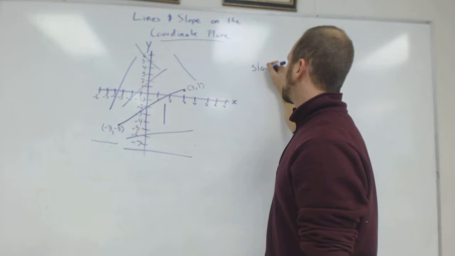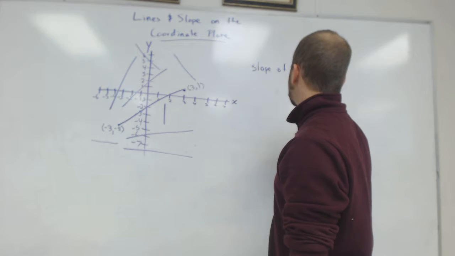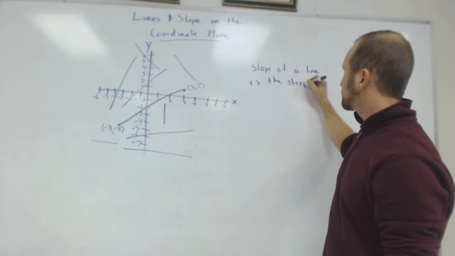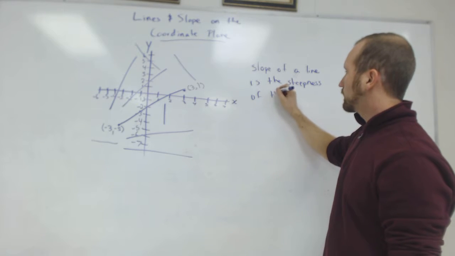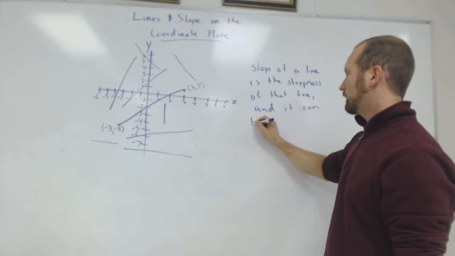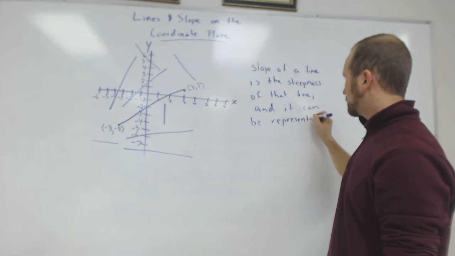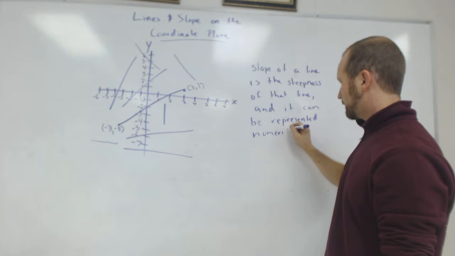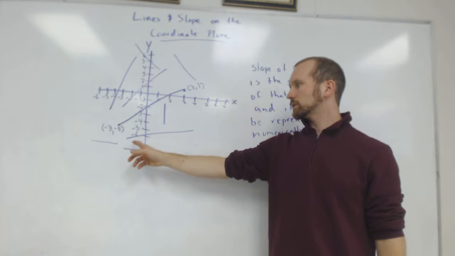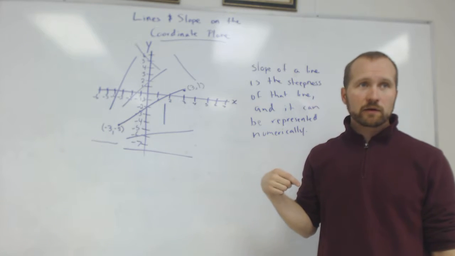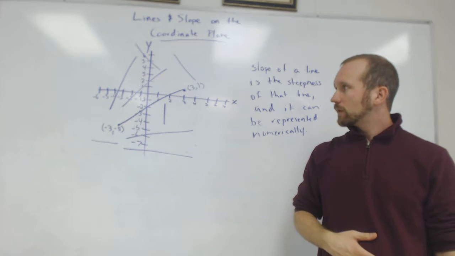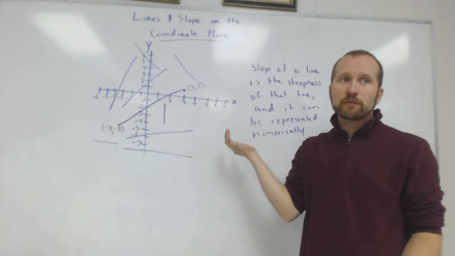So the slope of a line is the steepness of that line. And it can be represented numerically. So instead of just saying this line looks really steep and this line looks not very steep, in math we can actually say the number of the steepness of that line. And we call that number the slope. So each line is going to have its own slope. It's possible for two lines to have the same slope.